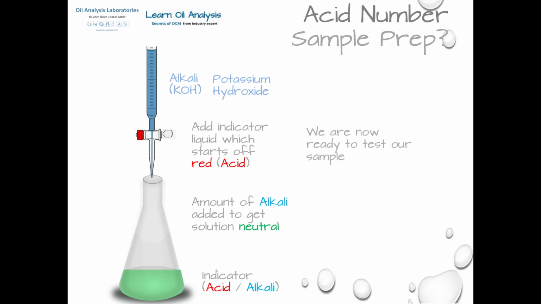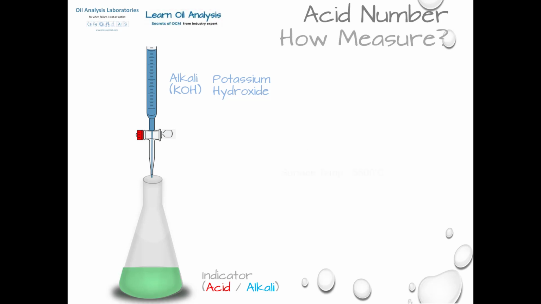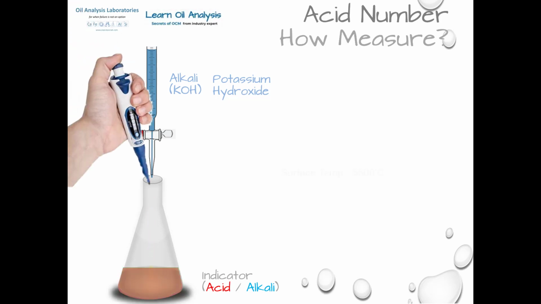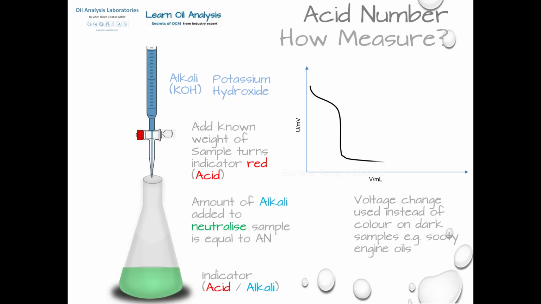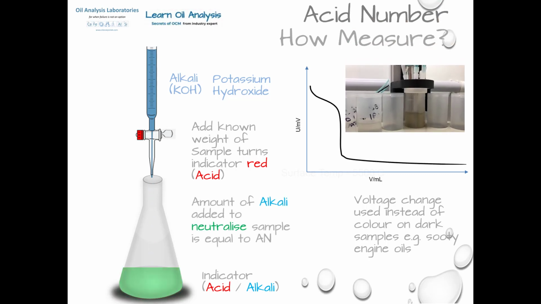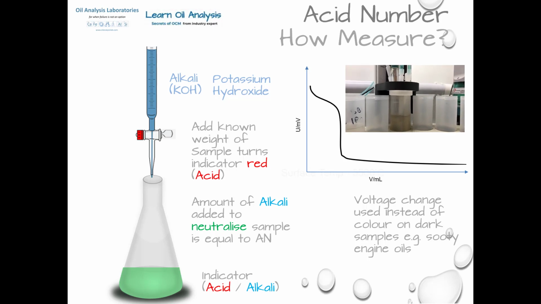We add a known weight of our acidic sample to the indicator and mix well. This changes the colour of the indicator back to red. We then add additional alkali until we bring it back to our green colour again. We now know how much alkali was needed to neutralise the known weight, so we have our acid number in milligrams of KOH per gram.